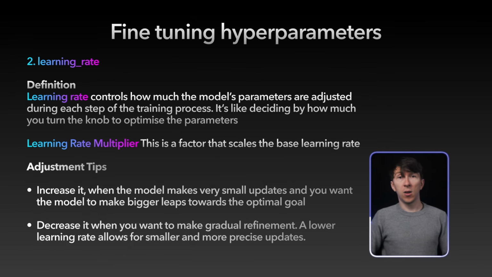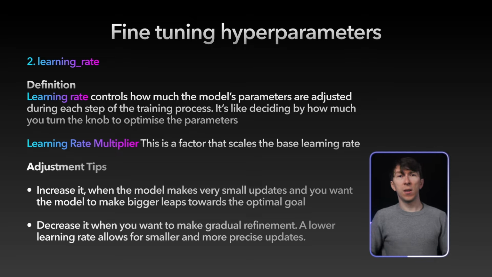The next one is learning rate. The learning rate controls how much the model's parameters are adjusted during each step of the training process. It's like deciding by how much you turn the knob to optimize the parameters. The learning rate multiplier is a factor that scales the base learning rate. This is like setting up how much you would learn from each review of all of your notes. At the beginning, you will want to increase it a lot, and later on reduce it to make gradual refinement.